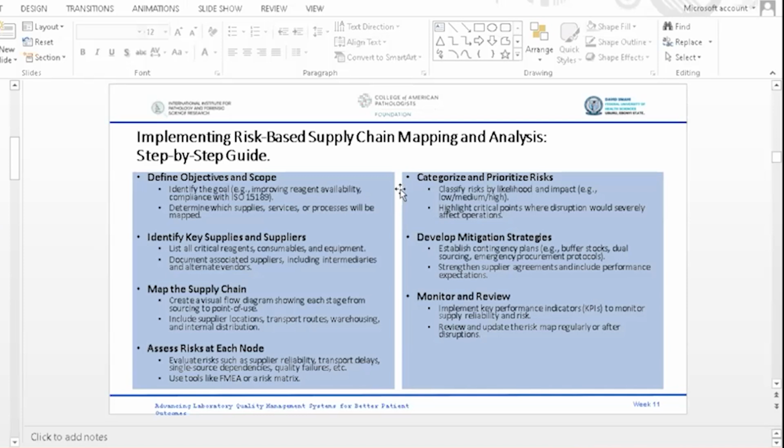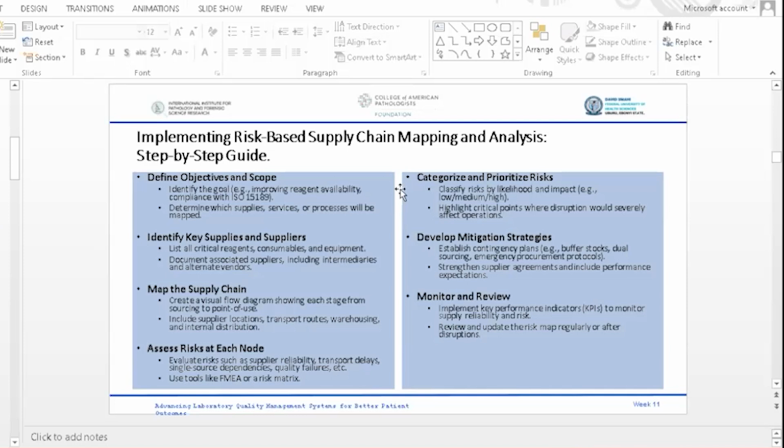Then you can go ahead and map the supply chain. You can achieve this by creating a visual flow diagram showing each stage of the supply chain from the point of sourcing to the point of use. You can include supplier locations, transport routes, warehousing, and internal distribution.